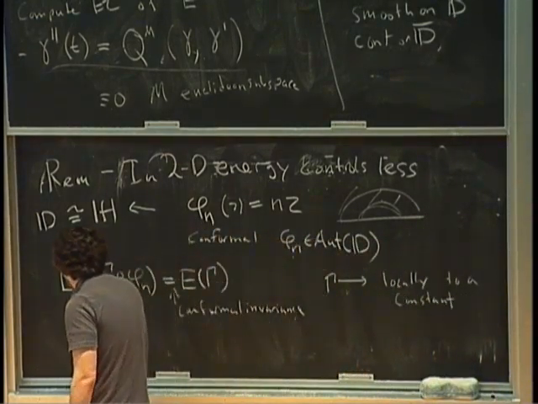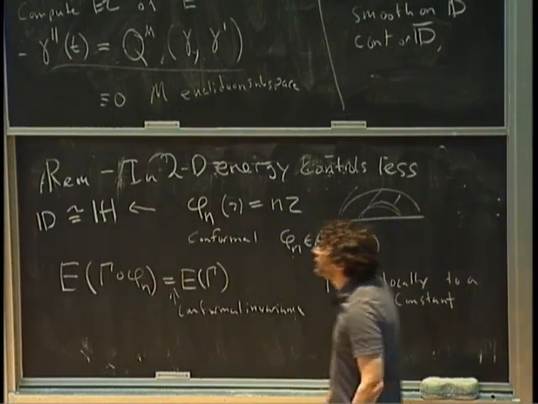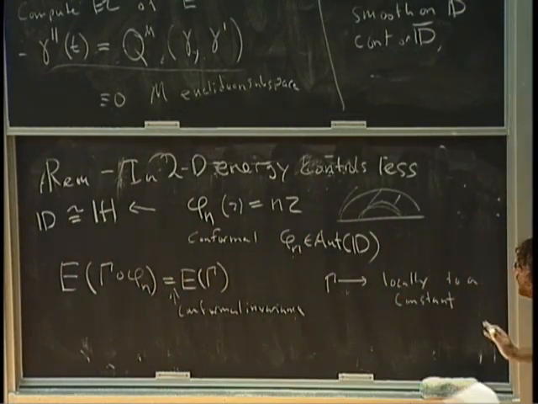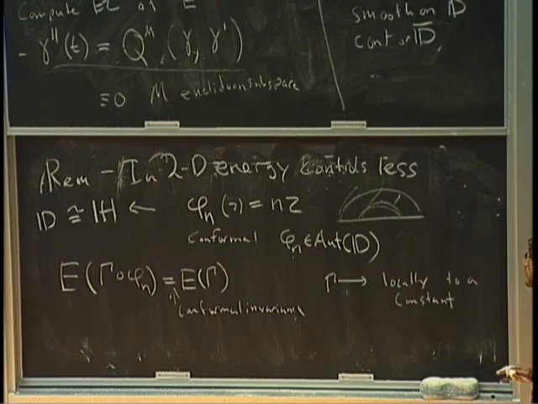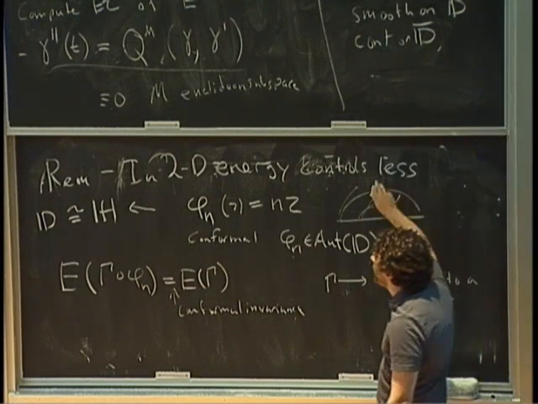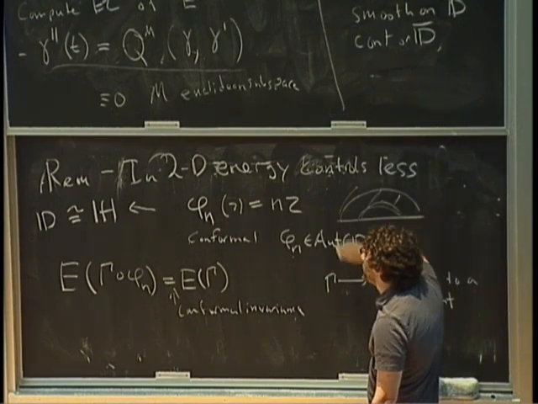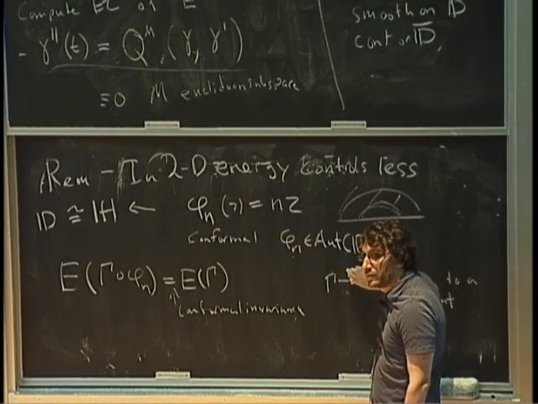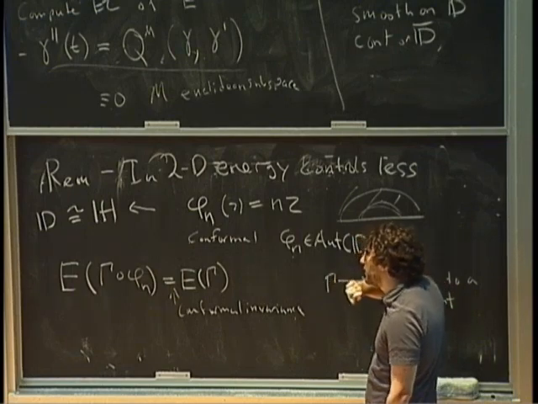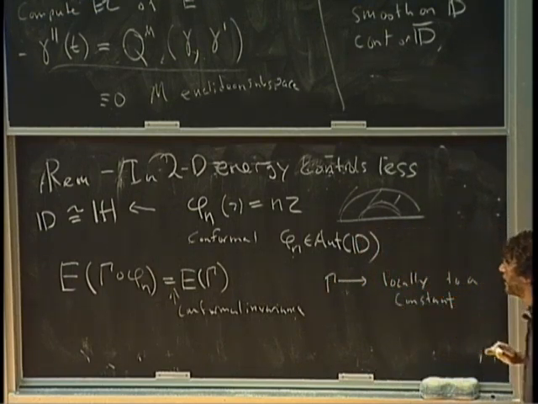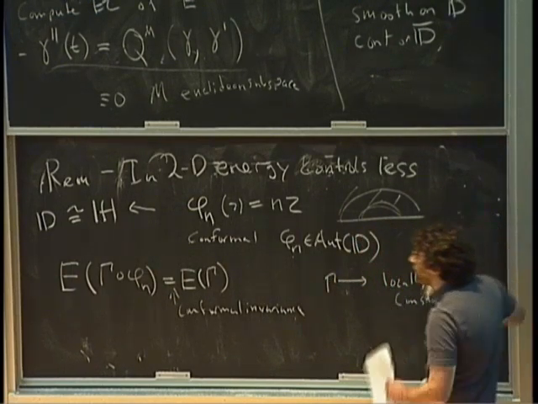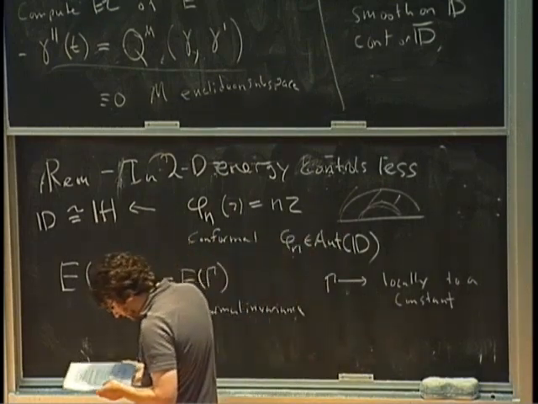Just as we saw in 1D, where the energy controlled the C0 norm through the Sobolev embedding, this is related to the fact that in 2 dimensions the Sobolev embedding just fails to control C0. You may know that if you have an L2 bound on the energy of a function, you'll never be able to control its L infinity norm, but you just barely fail to do so. So this is very closely related to that.